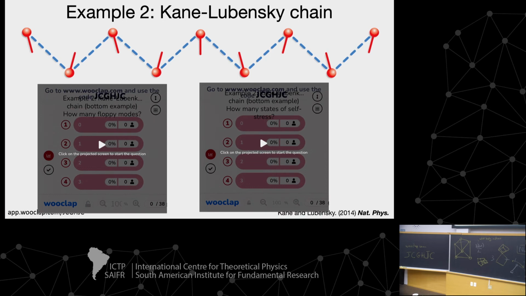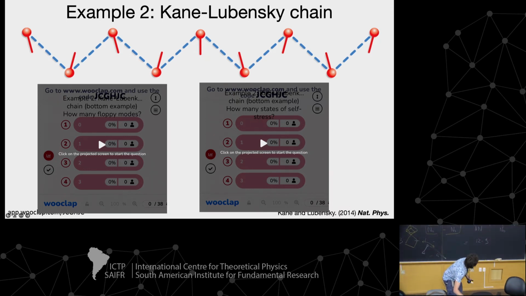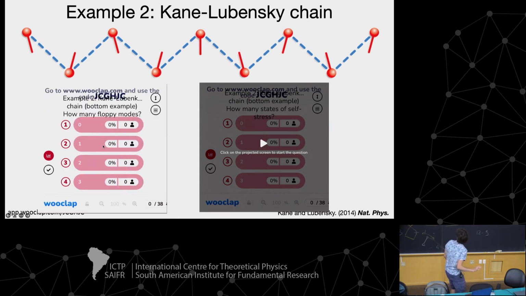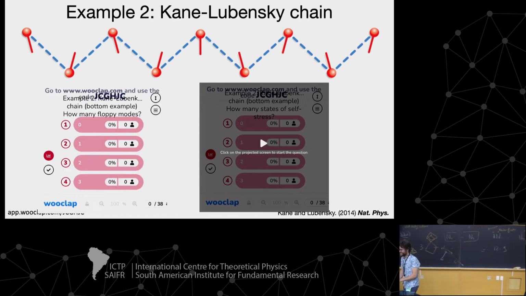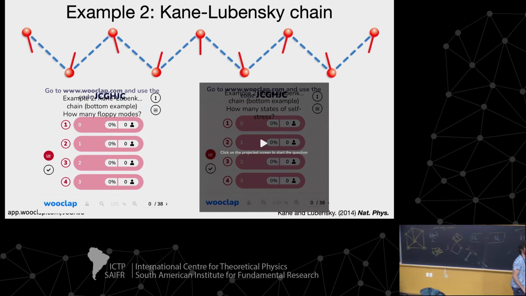So now we have this chain. This chain looks very much the same, but it's not exactly the same. I'm going to ask you the same two questions. How many floppy modes do we have in that chain? What is the difference? That's the question.